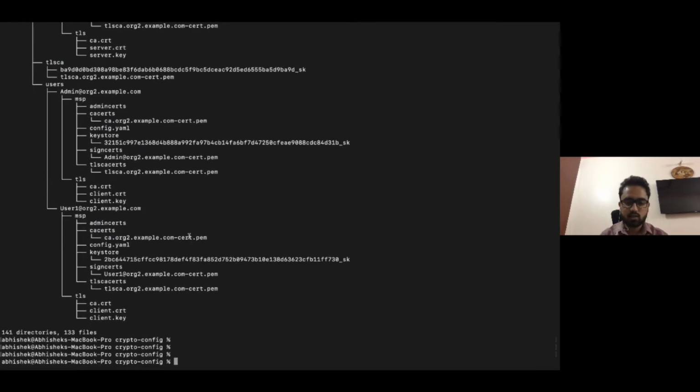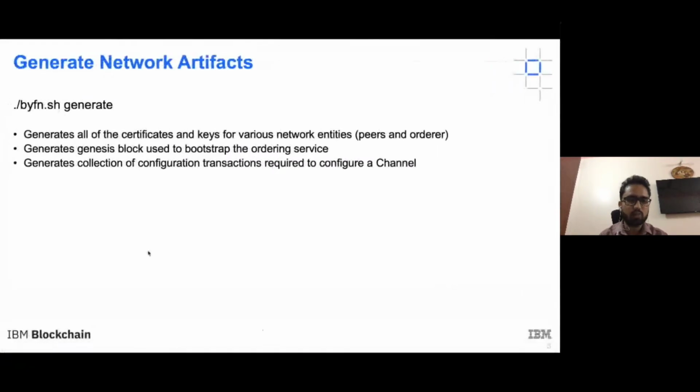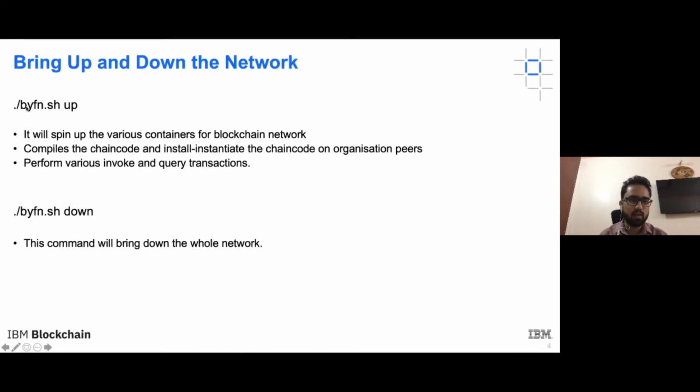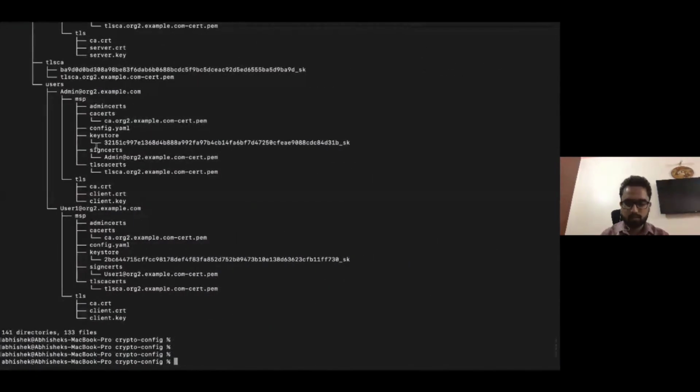So this is just a single command that we have used to generate all the certificate keys, Genesis block, and configuration transactions. Now let's go to the next step, which is to bring up the network and do all the invoke and query transactions that we have to do. So this is just a simple script. Later on I will take you through step by step what is happening inside the script, and we'll do all the steps manually. So let's run this command.